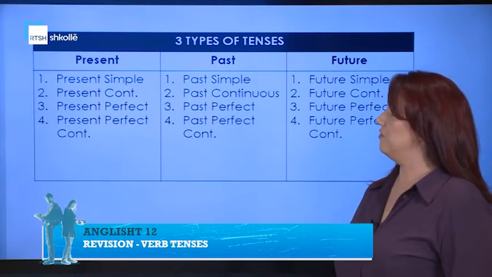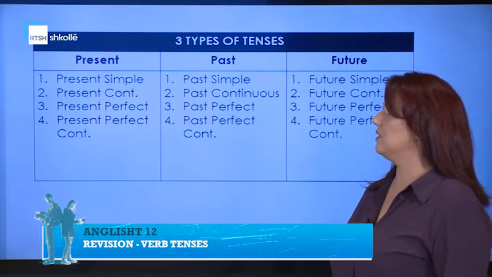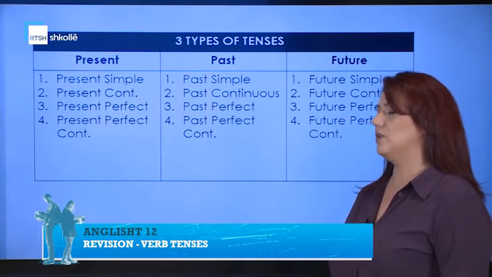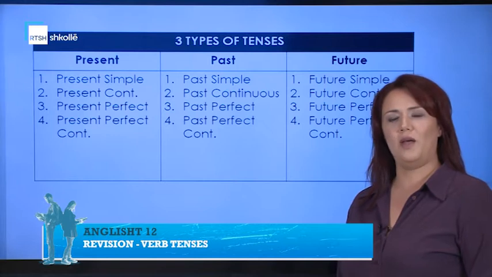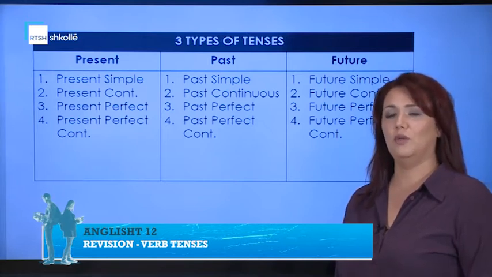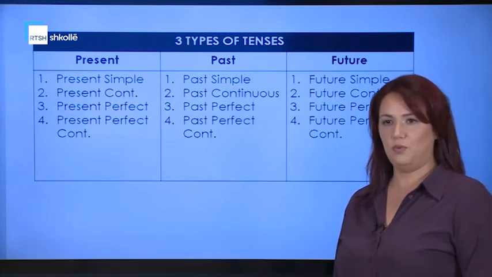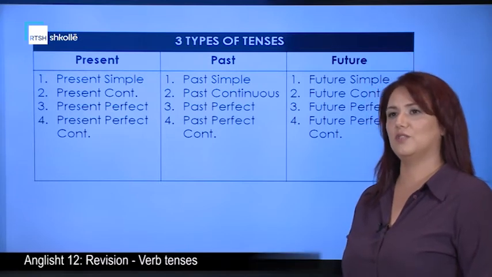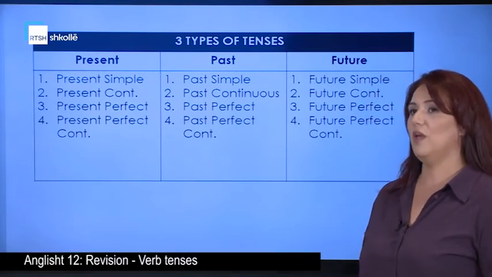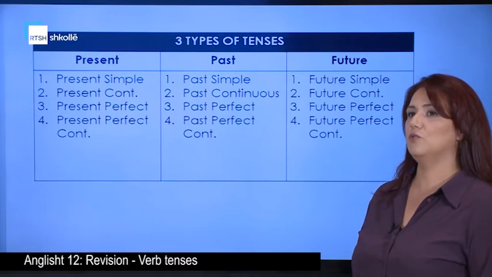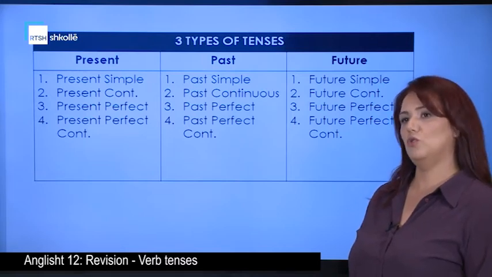In the present, we have present simple tense, present continuous, present perfect, and present perfect continuous. For the past, we have past simple, past continuous, past perfect, and past perfect continuous. And for the future, we have future simple, future continuous, future perfect, and future perfect continuous.